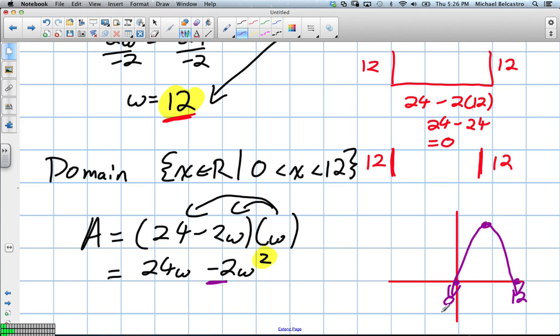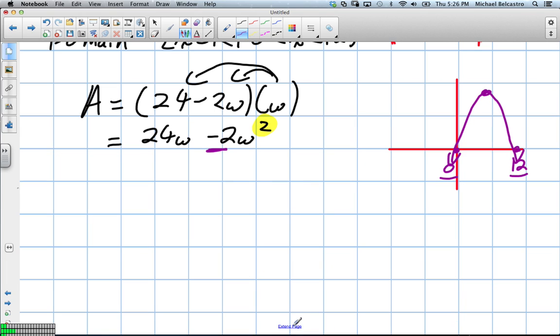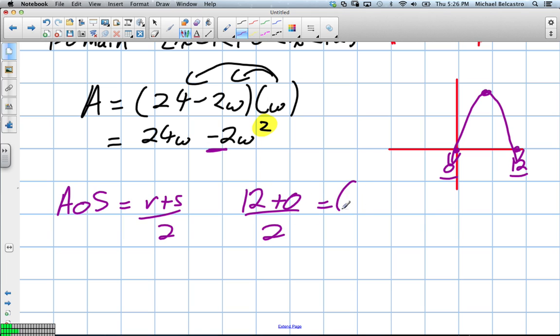If we have the two x-intercepts, how can I find the vertex? You add them together divided by 2. Yeah, it's called the axis of symmetry, r plus s divided by 2. So we have 12 plus 0 divided by 2. What does that give us? 6. So we know our x value is going to be 6. So then we need to know the y value. How do we find the y value? Sub it back into this equation.